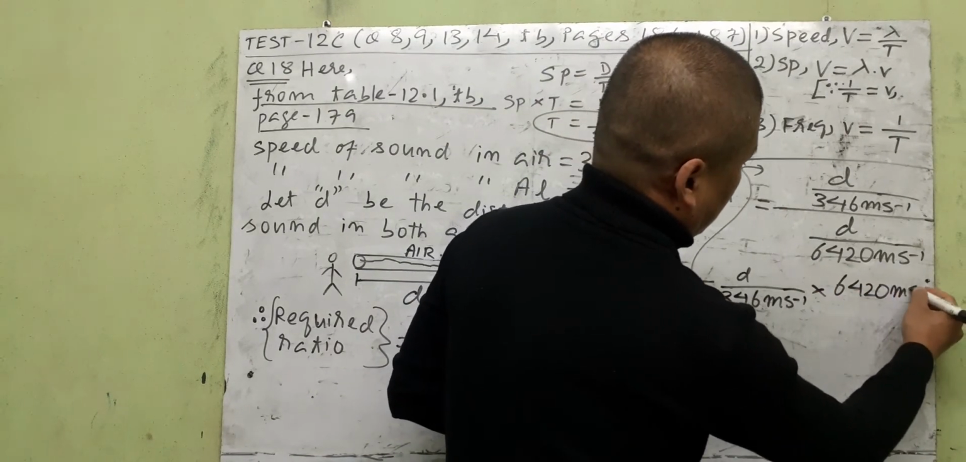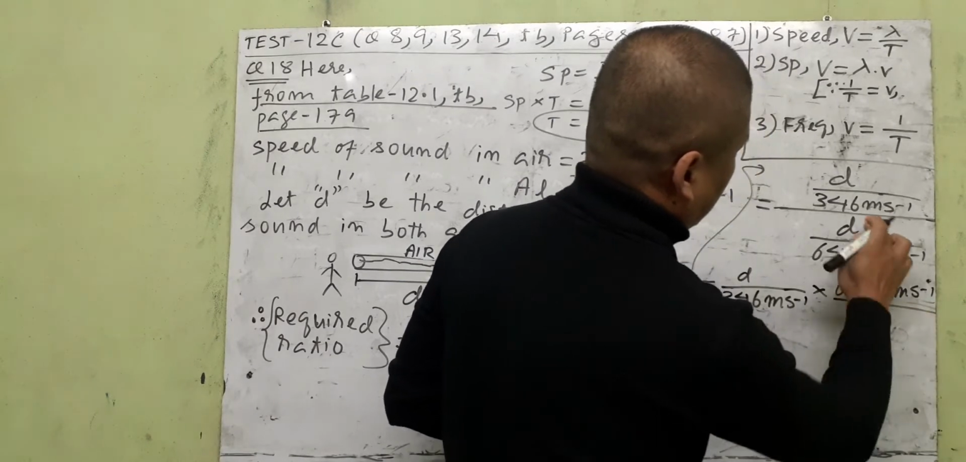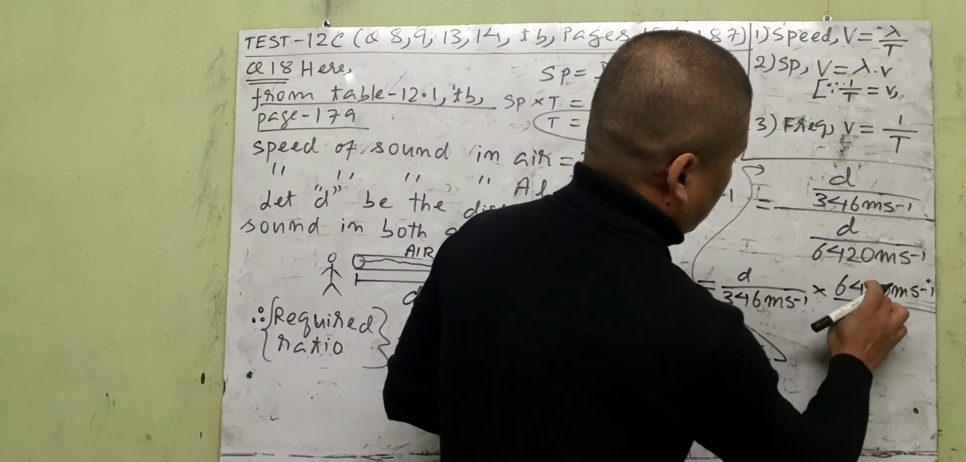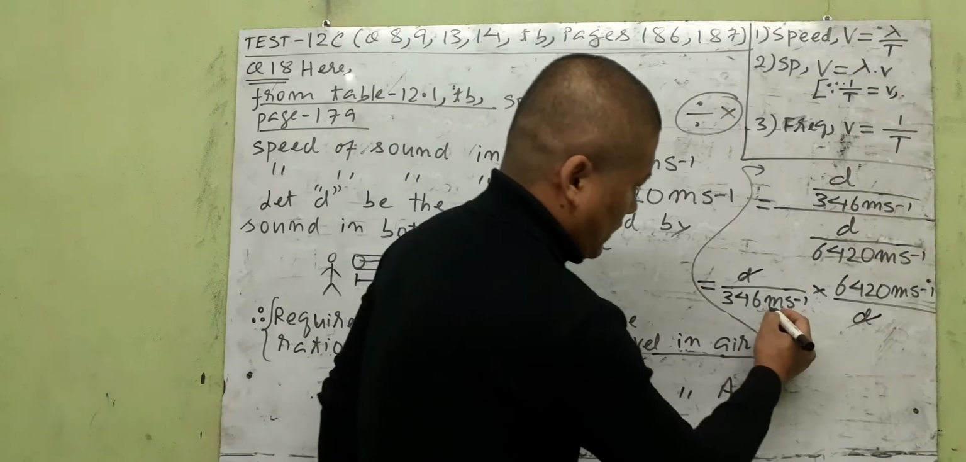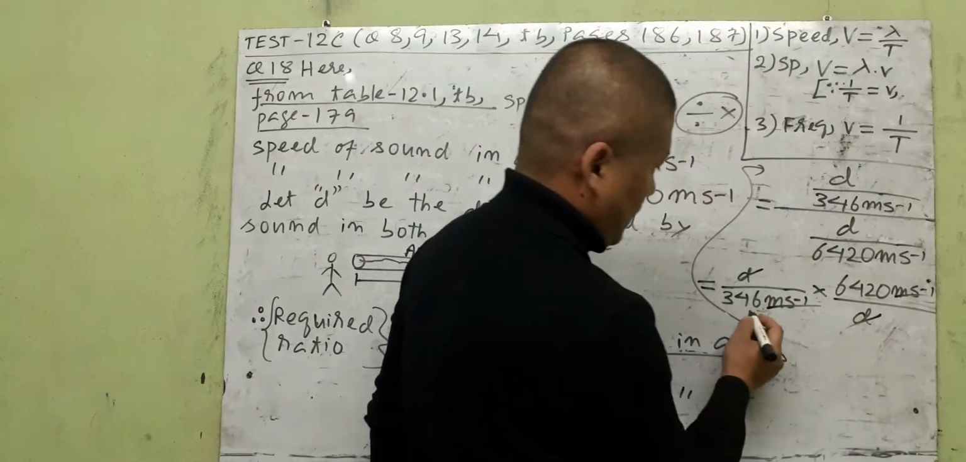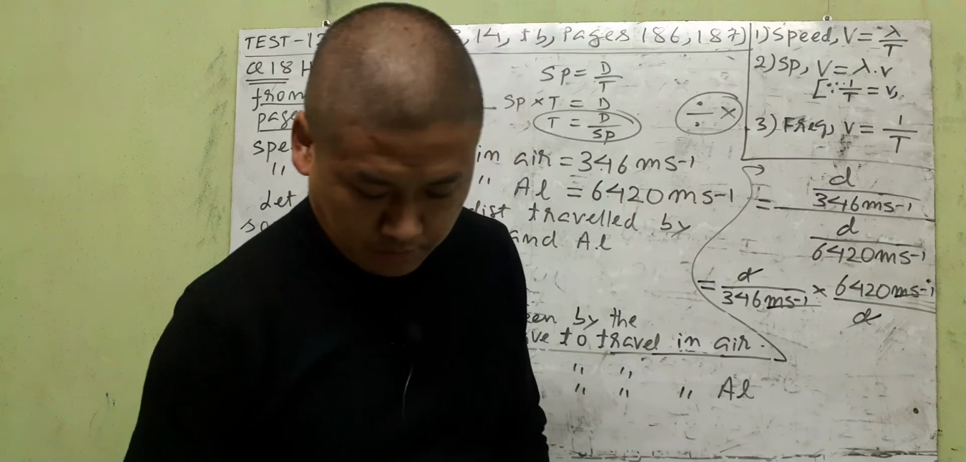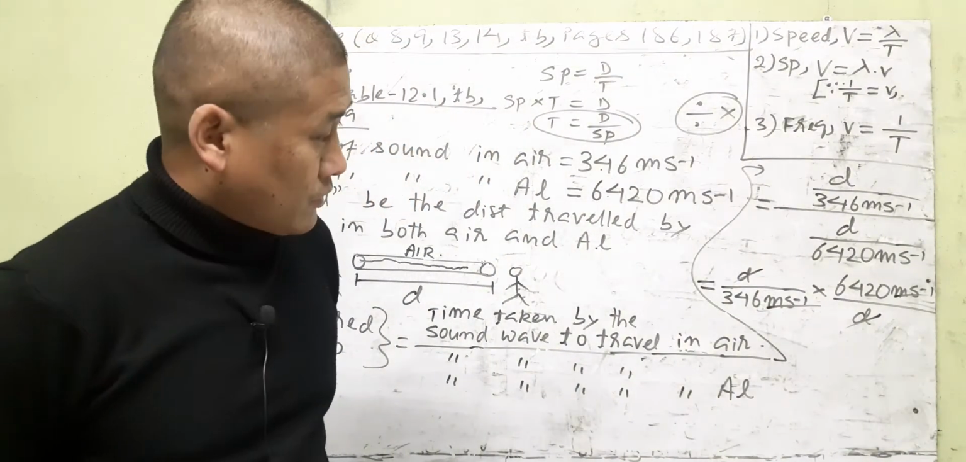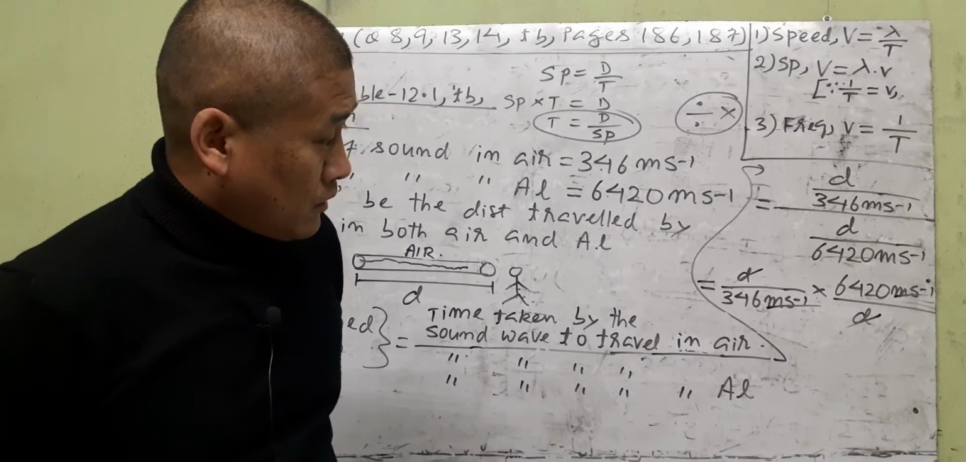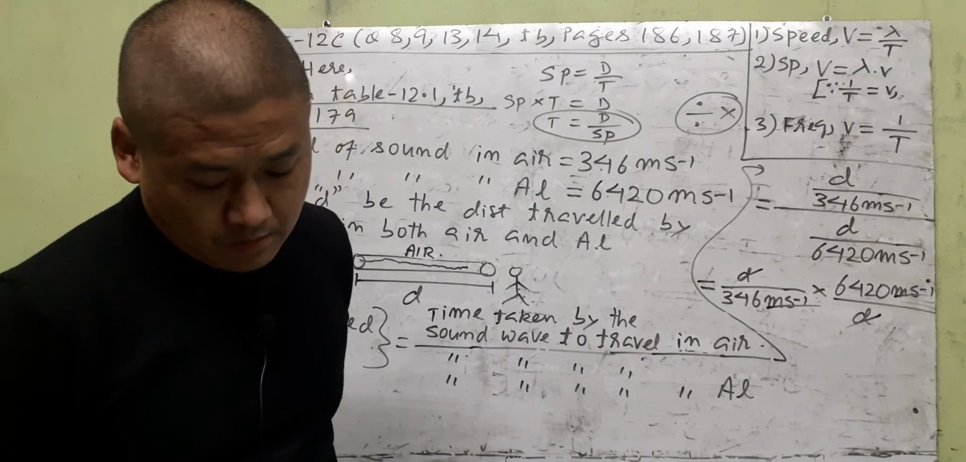6420 meter per second divided by this. The denominator will go up, the numerator will come down. So d and d cancel. Meter per second cancel. Then we can cancel this with 3 is going, I think. Is that 3? It was a 3.